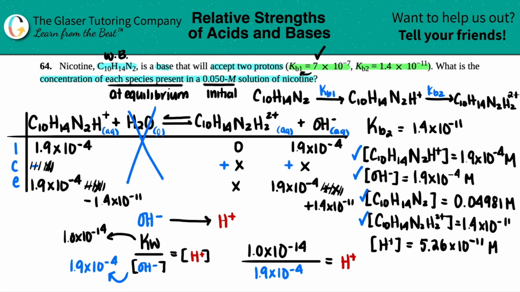And that kind of makes sense because if we are basic, we should have way more OH minus than our H plus. And that's it. Wow. I really hope this helped. If we want to just make this 2 sig figs, it would be 5.3. Does anybody really care? No, but just in case. Okay, there we go. Now we're done.